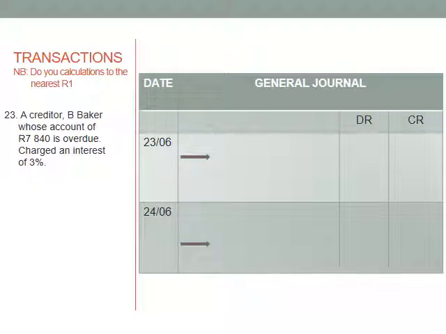Transaction 23. A creditor, B. Baker, whose account of 7,840 rand is overdue, charged an interest of 3%. We will debit the interest charged with the 3% of 7,840, calculated as 235.